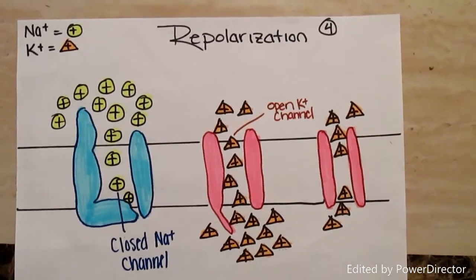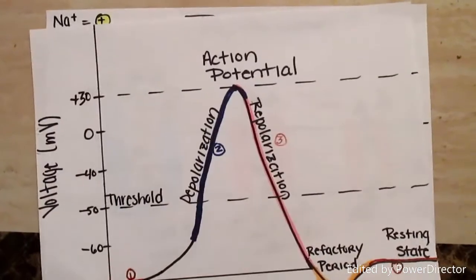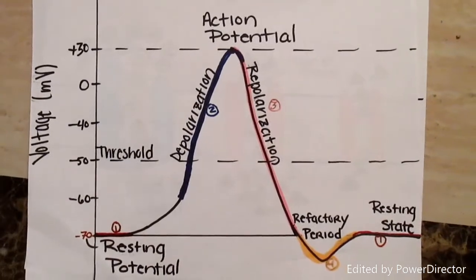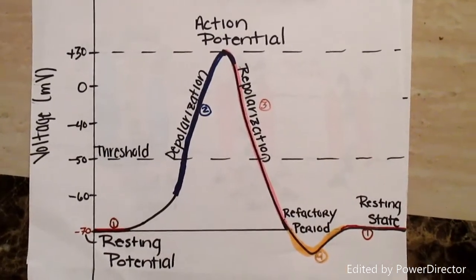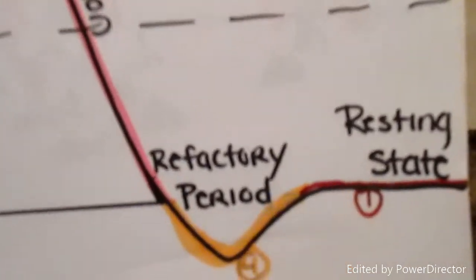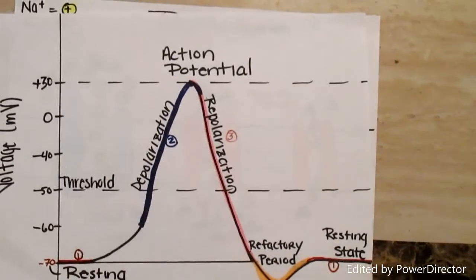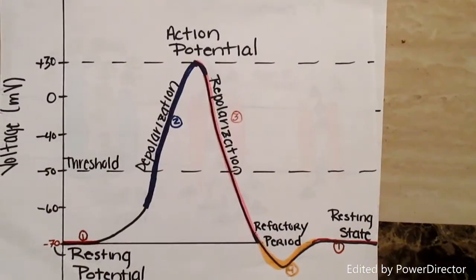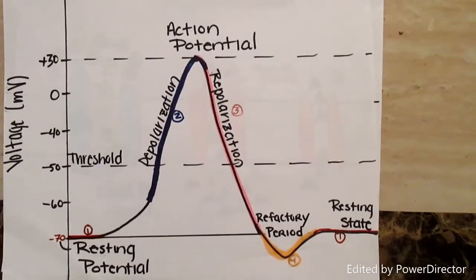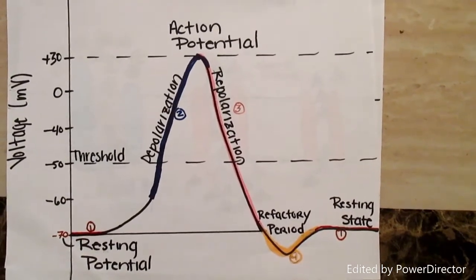Lastly, we have hyperpolarization. Hyperpolarization occurs when the membrane potential goes beyond the resting membrane voltage, which you have right here, also known as the refractory period. This occurs because more potassium channels are open at this point than during the membrane resting state, allowing more positively charged potassium ions to leave the cell.